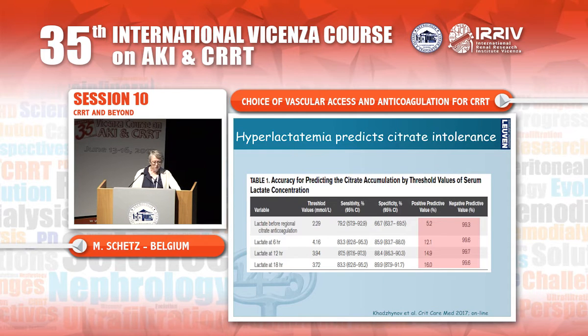So lactate is a good predictor, but it especially has a high negative predictive value. The positive predictive value is not that good, so many patients with high lactate will not have citrate accumulation, but it might be an alarm sign to be cautious and maybe monitor the calcium ratio more frequently in patients with high lactate levels.